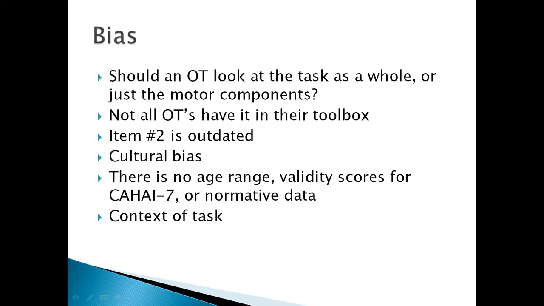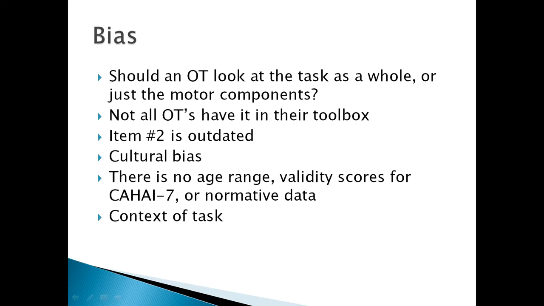This also adds in a cultural bias because some cultures do not use a variety of the objects needed to complete the assessment. Also, there is no age range, validity scores for version 7, and there's no normative data for the Chedoke overall. This brings to question whether this is an appropriate inventory to use on children who have had a stroke or acquired a brain injury, and it also can bring confusion into whether the scores reviewed are meaningful or how to interpret the scores.